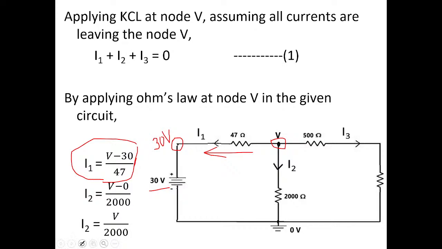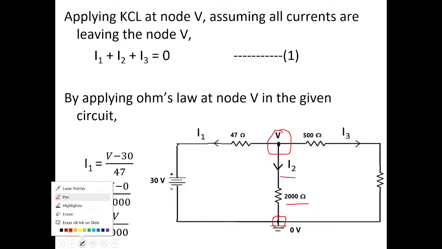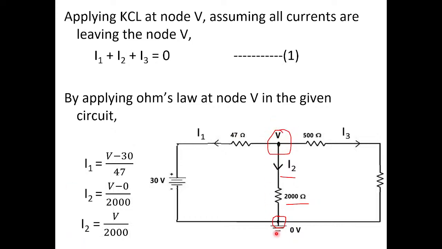So that's it. Now let us determine the I2 current. I2 is the current flowing through 2000 ohms. These are the two terminals of 2000. So I2 current flows from where? From this junction V to the reference node. So V minus 0.